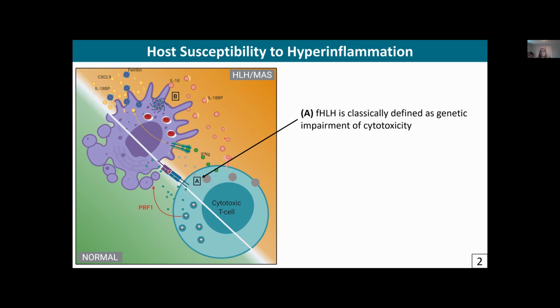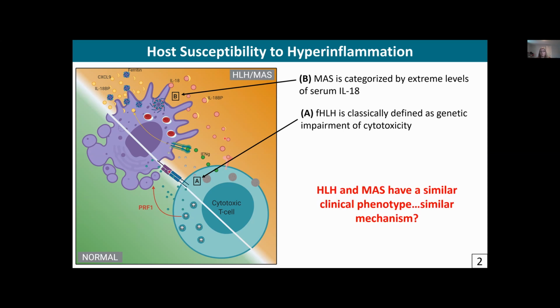Another susceptibility factor for hyperinflammation is a mutation that causes IL-18 to be released chronically and in excess. This leads to extremely high levels of IL-18 that are found in the serum of patients, and this is clinically known as macrophage activation syndrome.